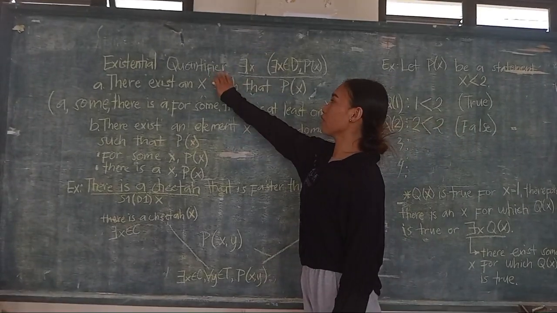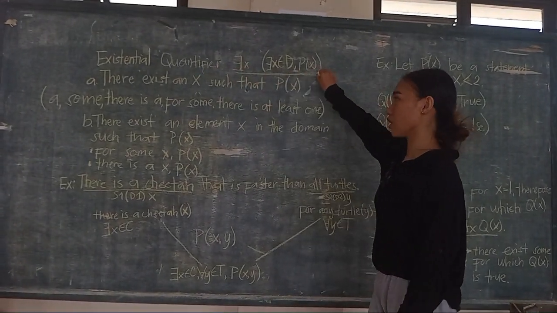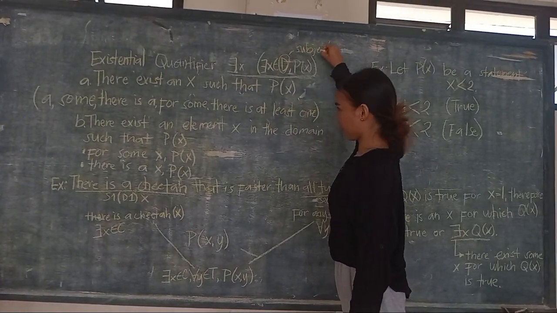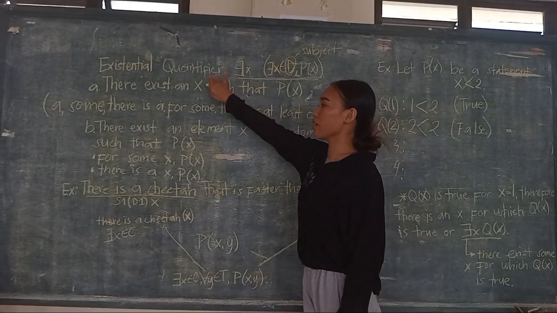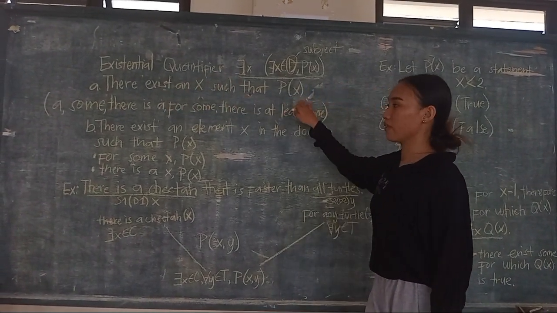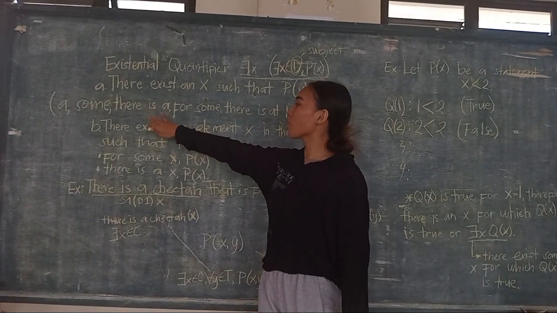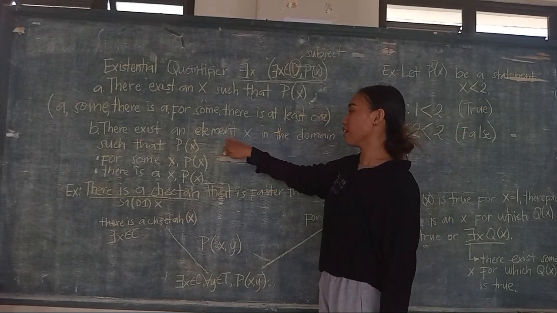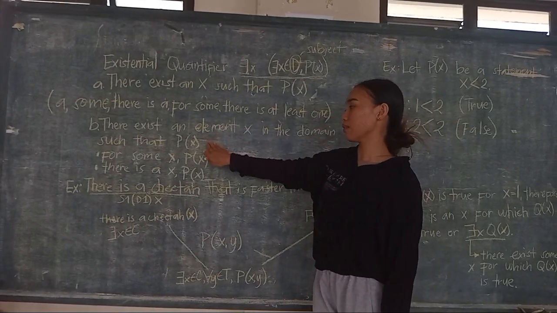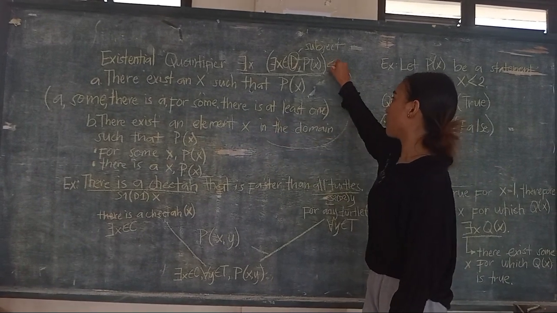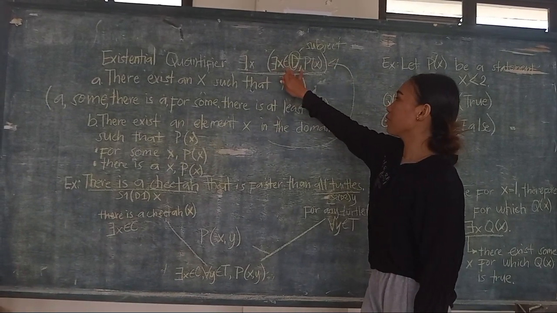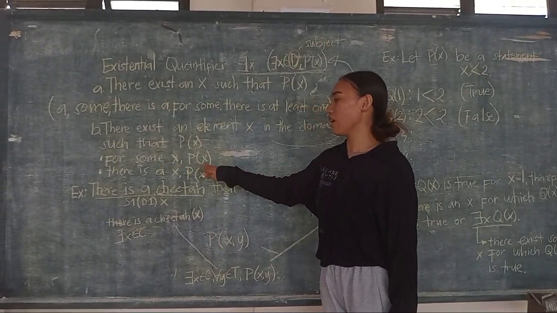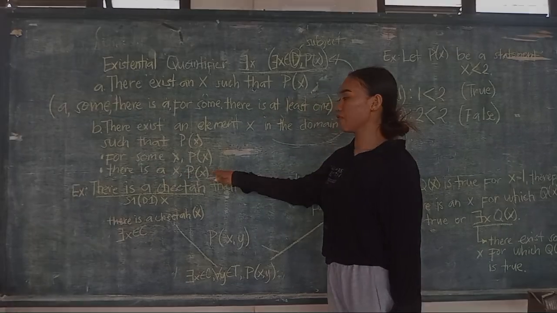In the existential quantifier, this is the symbol of the existential quantifier. This D is the domain, represented as the subject. Existential quantifier: there exists an x such that P(x), where we can say for some, there is a, or there is at least one. There exists an element x in the domain such that P(x). This is represented as: there exists x element of the domain, P(x). For example, for some x, P(x); there is an x, P(x).